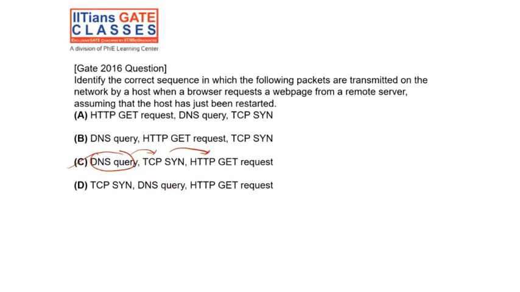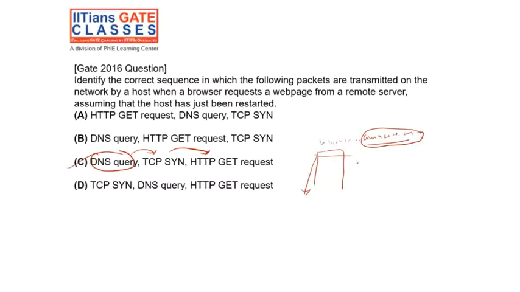Identify the correct sequence in which the following packets are transmitted on the network by the host when the browser requests a web page from the remote server, assuming that the host has just been restarted. Now, let's say you're at the client side, your system is restarted. When you send a request, normally for HTTP, we type www.amazon.com, let's say, in the web browser. After that, we go to the transport layer and network layer, where we add IPs and the destination. Here the destination IP is amazon.com, but amazon.com is a domain name.